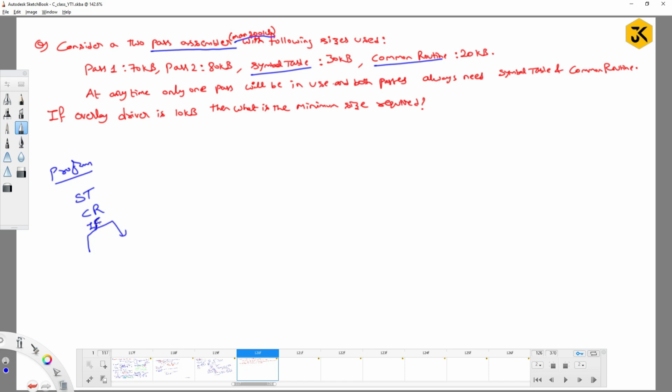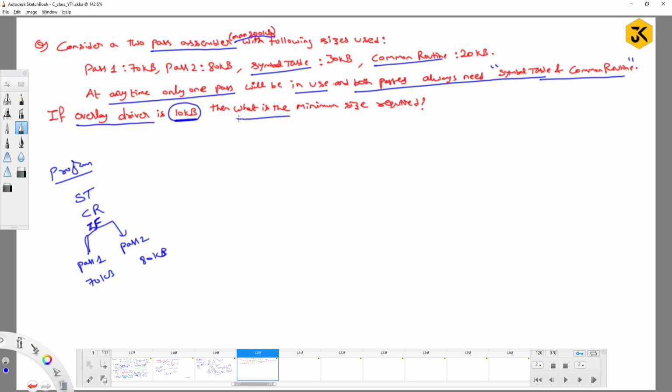This block contains one kind of pass 1 and another kind of pass 2, right? In order to execute pass 1 I need 70 KB, and in order to execute pass 2 I need 80 KB. At any time only one pass will be in use, and both passes always need the symbol table and the common routines. If the overlay driver is 10 KB, this is important, then what is the minimum size required? So they are using the concept of overlays.